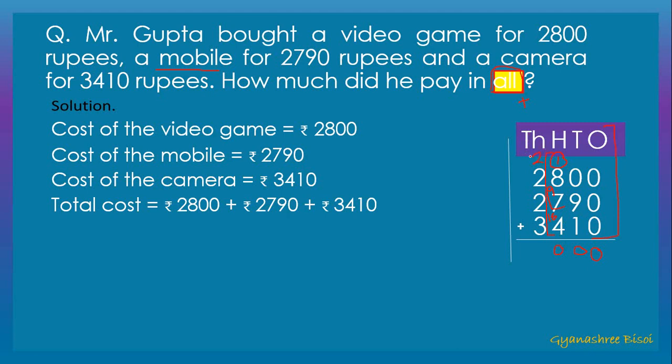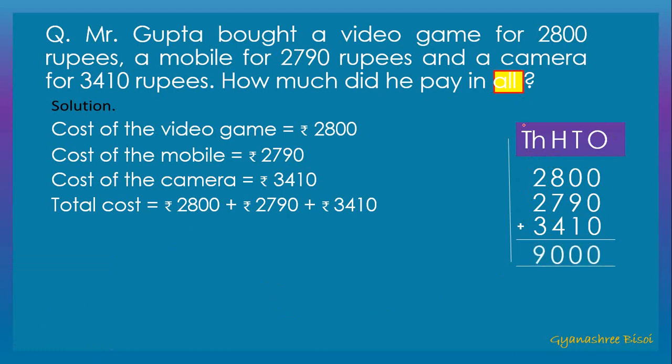Now I will move to thousands place and I will add the digits that are below thousands place. So 2 plus 2 becomes 4. 4 plus 2 becomes 6. 6 plus 3 becomes 9. So I will write 9 below thousands place. Correct? And the answer is 9,000.